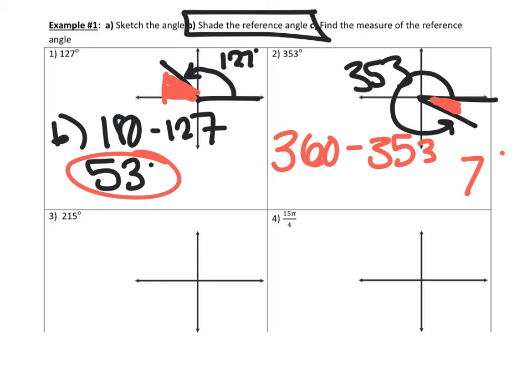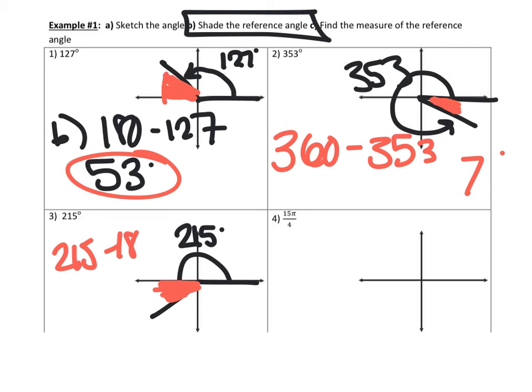215, same idea. So this is 180, 270. Here's my initial side, my terminal side. 215 degrees. Shade in your reference angle, how far you are from the x-axis. And I'm going to say that's 215 minus 180. Remember, I need a positive acute angle, 35 degrees.